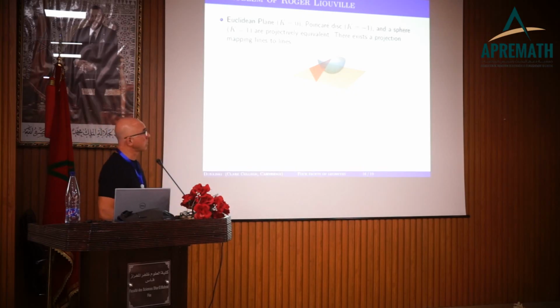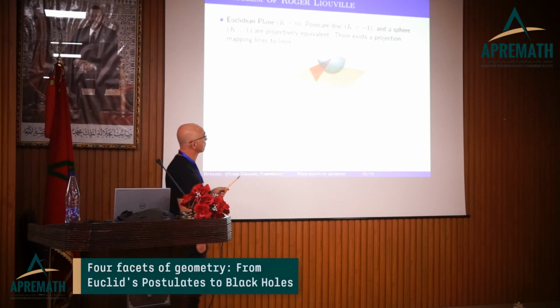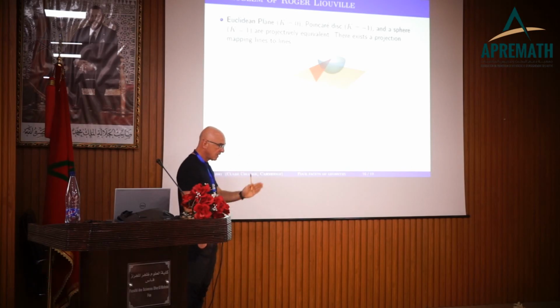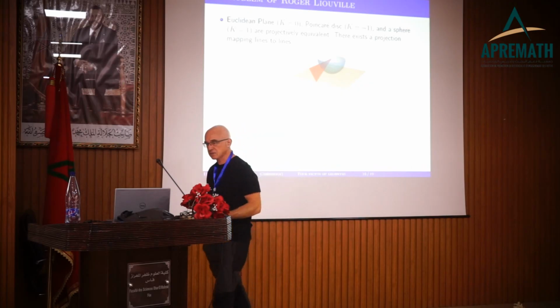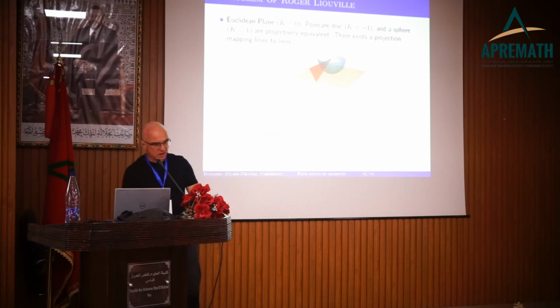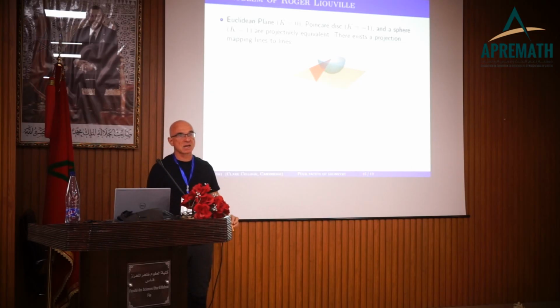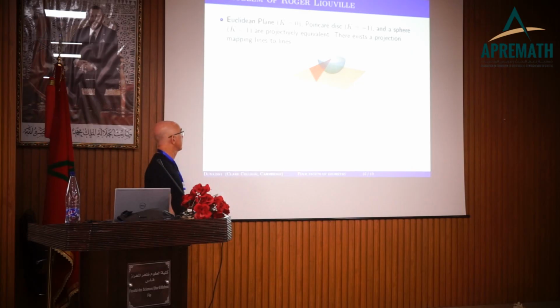But you see, from the point of view of perspective, these three models are projectively equivalent. So for each pair of these models, there exists a projection which maps one to the other in a way that it preserves the type of lines. Remember, the Euclidean geometry had straight line segments, the hyperbolic geometry had these circles, and the sphere had the equators. But from the perspective point of view, they are all the same.